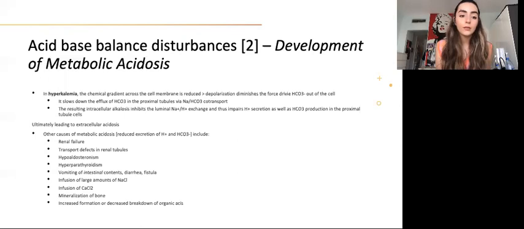Other causes of this include renal failure, transport defects in the renal tubules, hypoaldosteronism because aldosterone normally stimulates hydrogen secretion in the distal tubules, hyperparathyroidism because parathyroid hormone inhibits bicarb absorption in the proximal tubules.